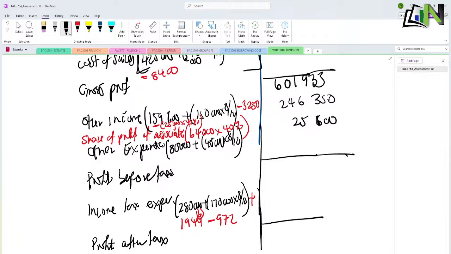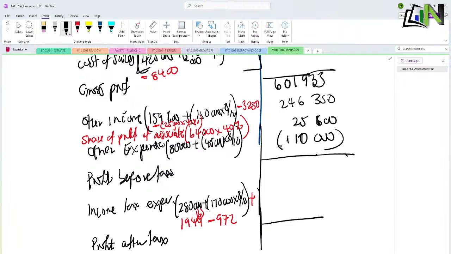Right, other expenses. So we didn't have impairment on goodwill. We didn't have that. So yeah, this is it. It's 80,000 plus 45,000, yes, 45,000 plus open brackets 45,000 times 8 divided by 12 close brackets. So this is giving 110,000. This is an expense.